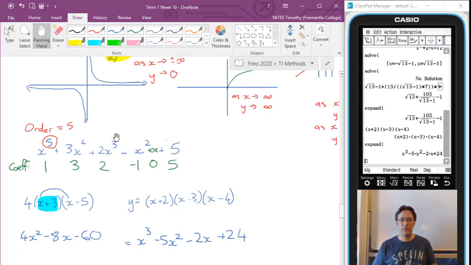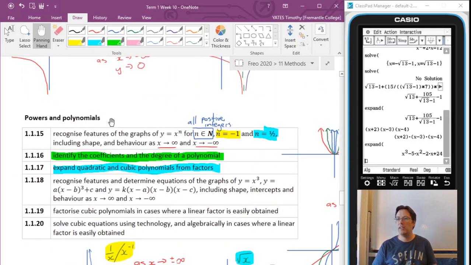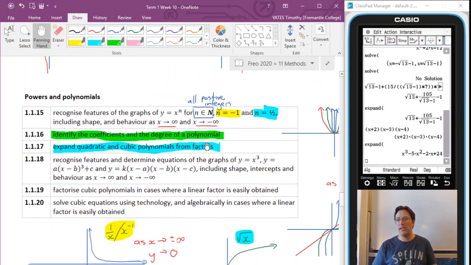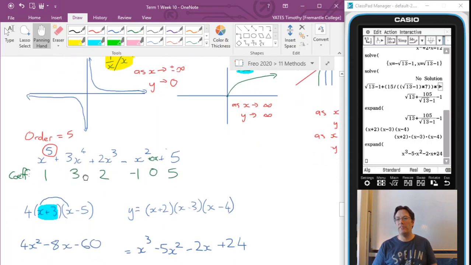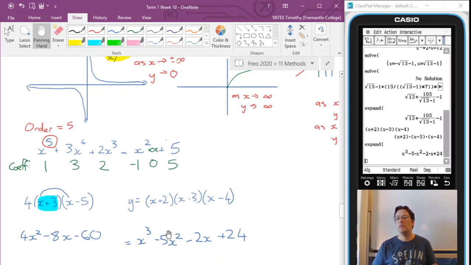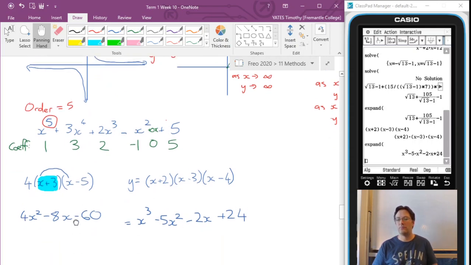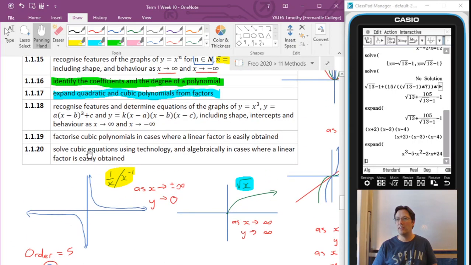So you should be able to reliably expand those ones without too much difficulty. And that's what we're doing here, expanding quadratic and cubic polynomials from factors, and we're turning them into this polynomial form. So that's our polynomial form, much like the one we've got up there. Okay, what's our next thing?